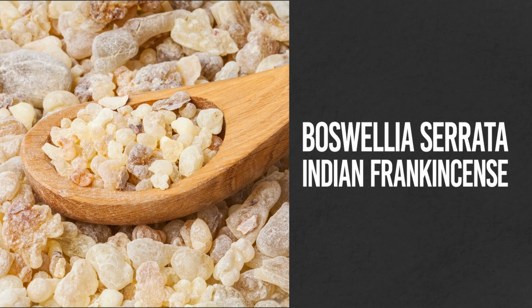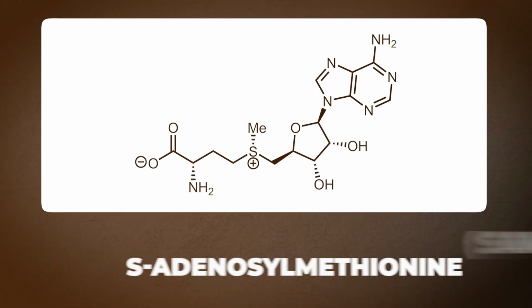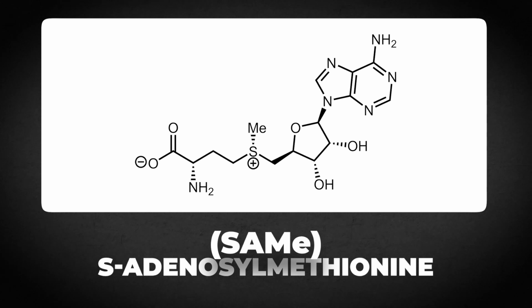Boswellia serrata, or Indian frankincense, is an herbal extract known for its anti-inflammatory properties. It may help reduce pain and improve joint function, with several studies showing positive effects on mobility and pain reduction. SAMe, or S-adenosyl methionine, is a naturally occurring compound in the body with anti-inflammatory and pain-relieving properties. It may support cartilage health, with studies indicating its effectiveness in reducing pain and improving function, comparable to NSAIDs.